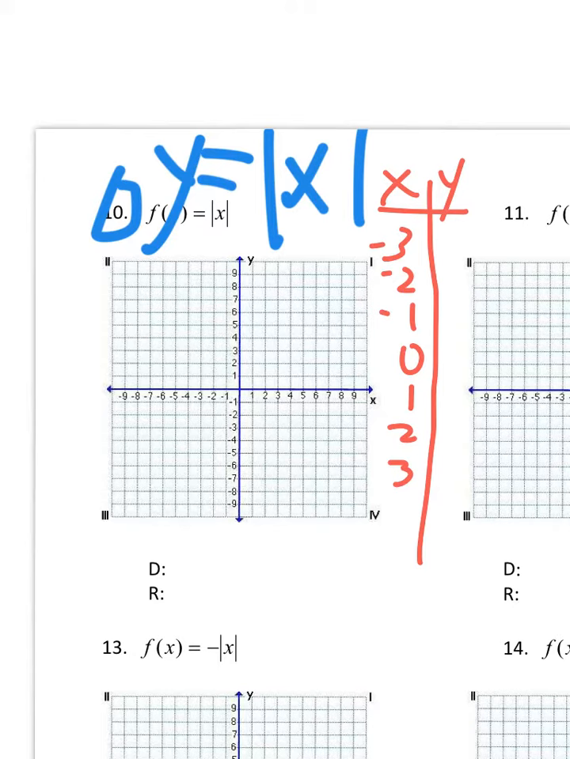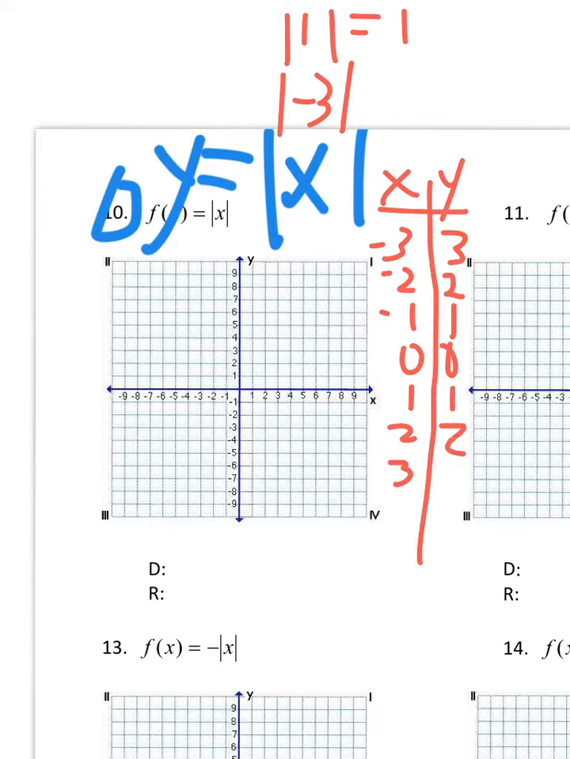So if we plug -3 in, it's y equals absolute value of -3. Well, that's going to be 3. Then we plug -2 in. The absolute value of -2 is 2. Absolute value of -1 is 1. Plug in 0, it's 0. Absolute value of 1 will equal 1. Remember, absolute value is always positive. Absolute value of 2 is 2. Absolute value of 3 is 3.